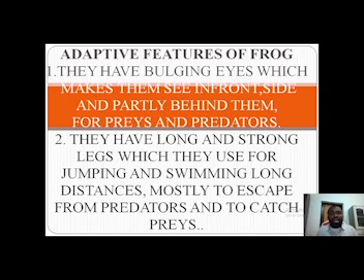So they have bulgy eyes, which make them see far in front. At the same time, they see sideways, and they also see partly behind them at the back, which you as a human being, as a mammal, you don't have that character. You don't have bulgy eyes to see all through. Now these eyes help them to see far, to know when a predator is coming. Do you know what a predator is?